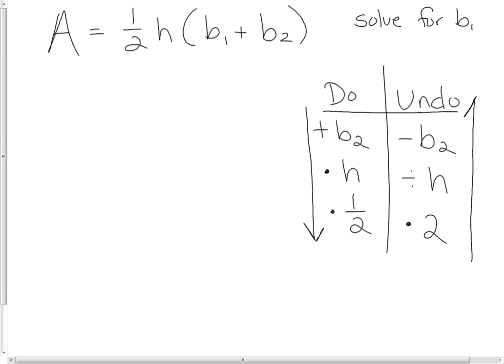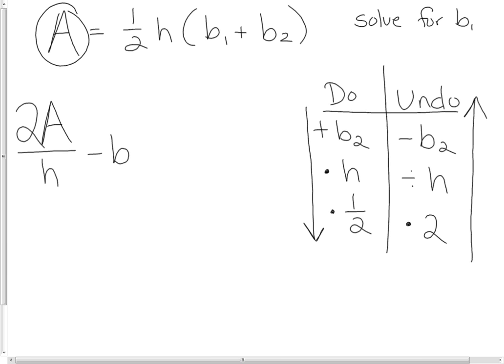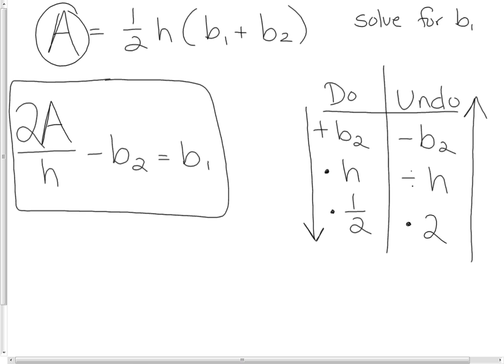We're going to work our way up the undo side, starting with what's on the other side of the equal sign. So we start with a. We start by multiplying by 2. Then we divide by h. Then we subtract b2. And that's all equal to b1. So there you have it.